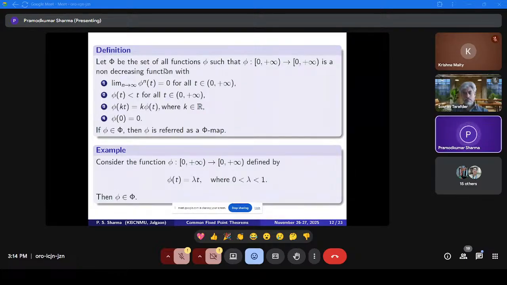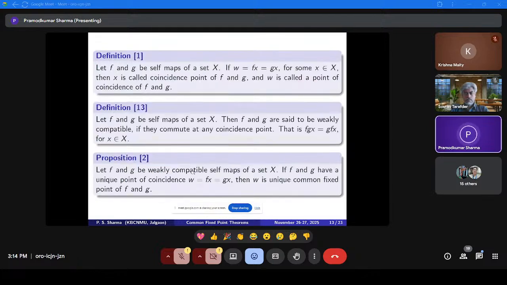So this is the definition of phi map. Let Phi be the set of all functions small phi from non-negative reals to non-negative reals, which are non-decreasing with these four properties. Then phi is referred to as a phi map. This is an example of a phi map. And for the contractive condition of phi maps, we have proved these common fixed point theorems.